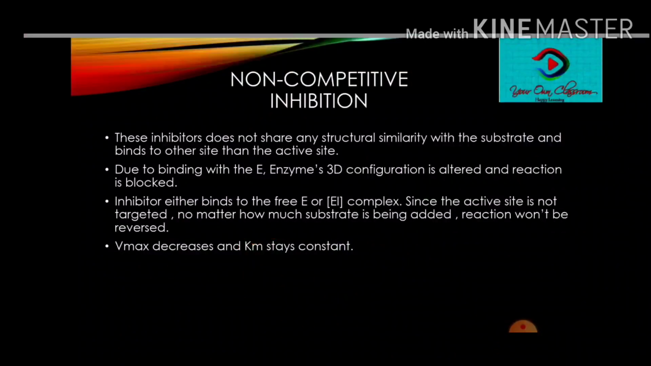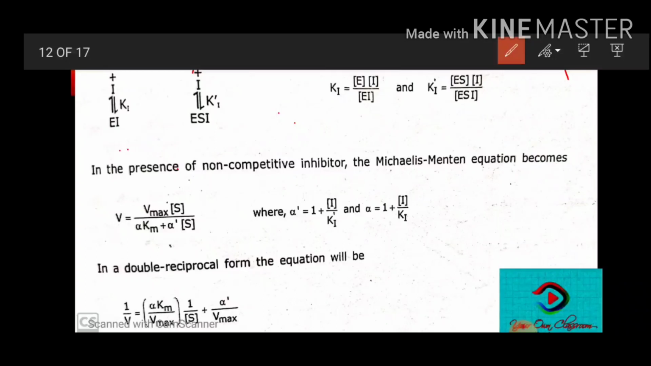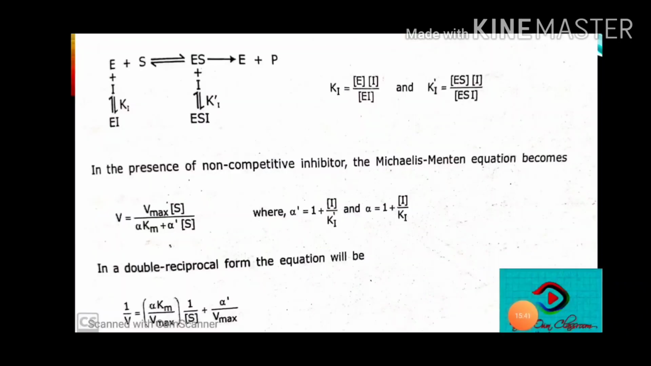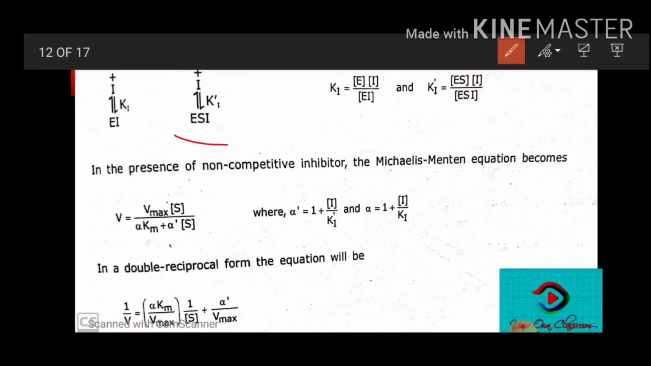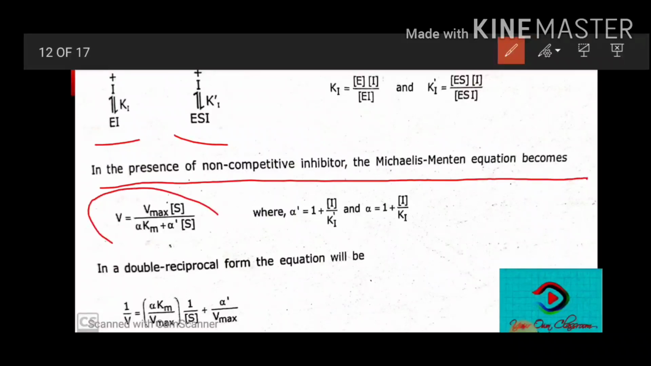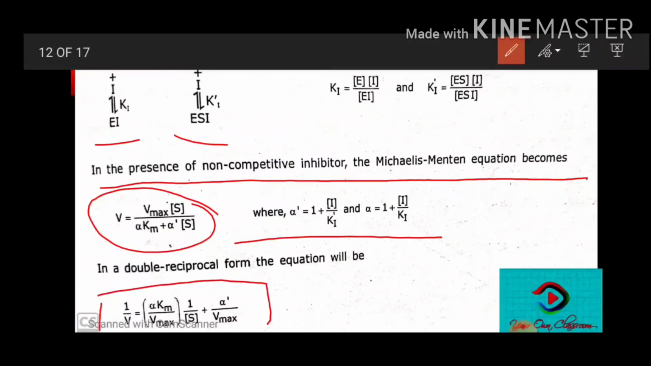So let's look at the next slide. As you can see, the inhibitor can bind to the enzyme at the place where the substrate is binding, as well as at the level of the enzyme-substrate complex, at this site as well. So in the presence of a non-competitive inhibitor, the Michaelis-Menten equation gets modified and it looks somewhat like this. We'll talk about this in detail in some other lesson, but this is not for NEET aspirants.